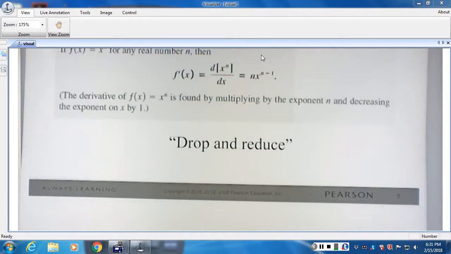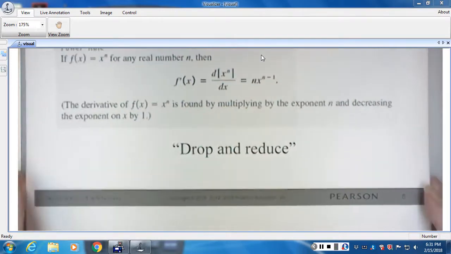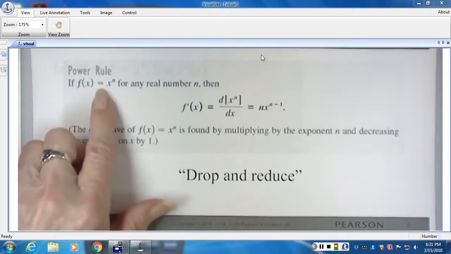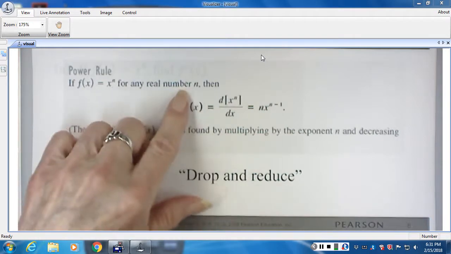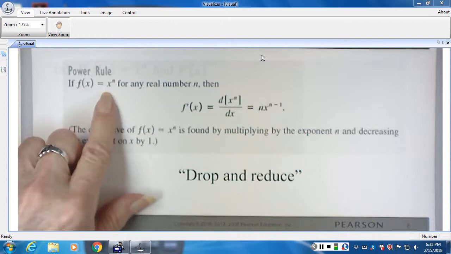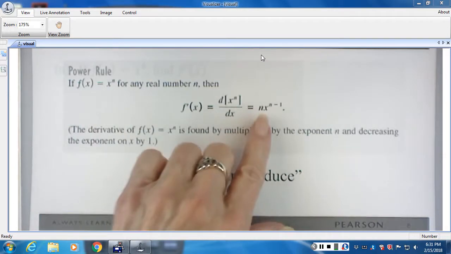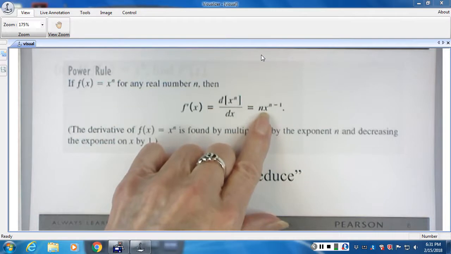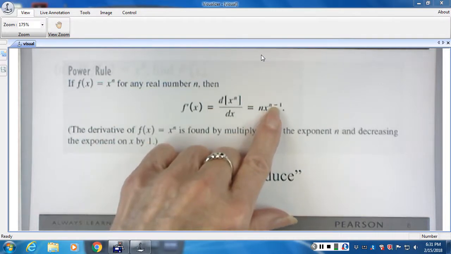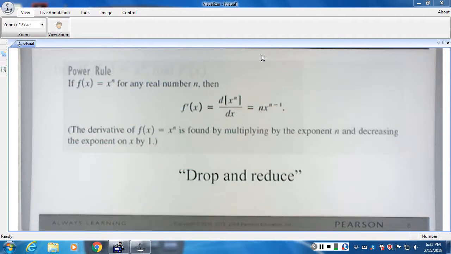So basically, this is just a summary of what the power rule tells us. The power rule says that if f of x is the variable x raised to any power, regardless of what that power is, any power that's any real number, then the derivative of x raised to that power is the power, dropped down in front, times that little variable x, and then reduce the power by 1. This is your memory word, drop and reduce. Drop it in front, reduce it by 1. That's how you remember how to do it.